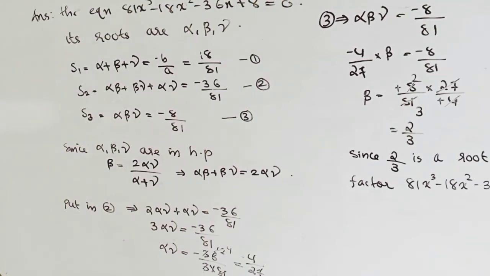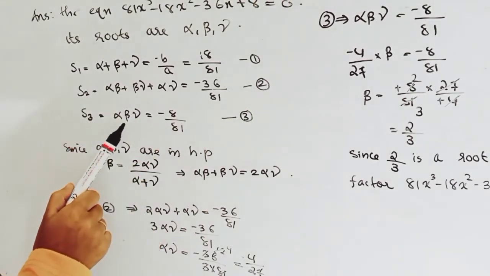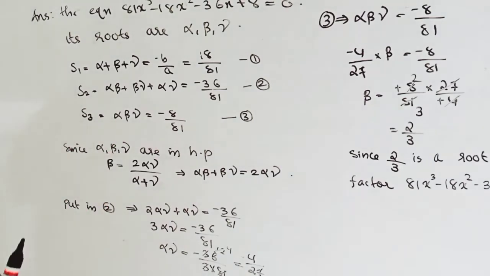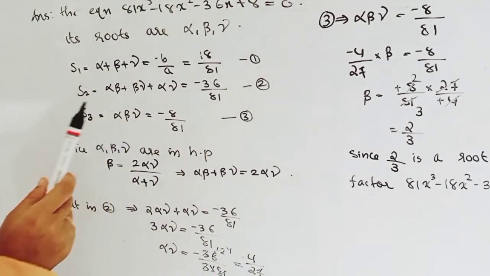Check here equation 3, that is S3 is alpha beta gamma, and here we have alpha gamma. Alpha beta gamma is minus 8 by 81, and here alpha gamma is itself minus 4 by 27. So easily we can find here beta.